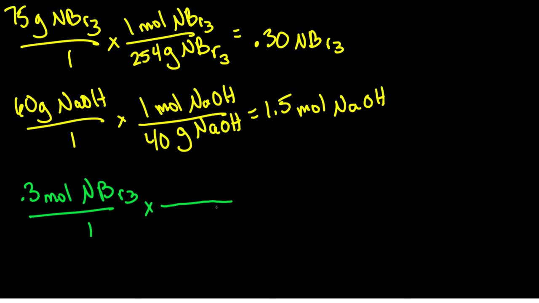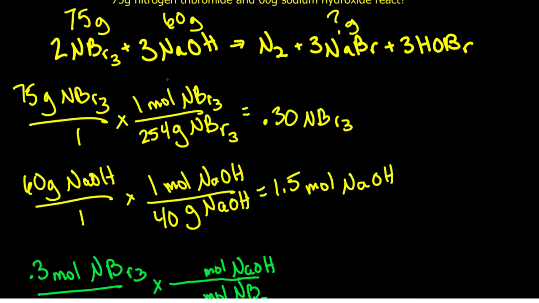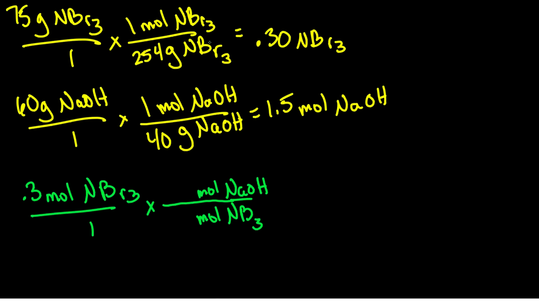Nitrogen tribromide is on top, so now we put it on bottom. Moles of sodium hydroxide will now go on top. And we said our balanced equation was 2 nitrogens for every 3 sodiums. So this is going to be 3, this is going to be 2. Moles of nitrogen tribromide will cancel out. So we're going to do 0.3 times 3 divided by 2. I need 0.45 moles sodium hydroxide. That's how much I need.